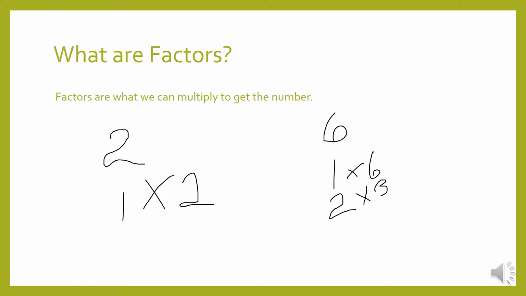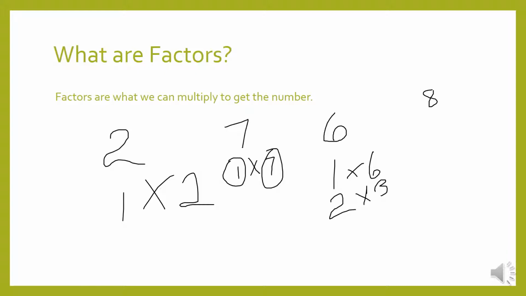If we think of the number 7, what numbers can we multiply to give us 7? Only 1 and 7. So 7 has how many factors? 2 factors.